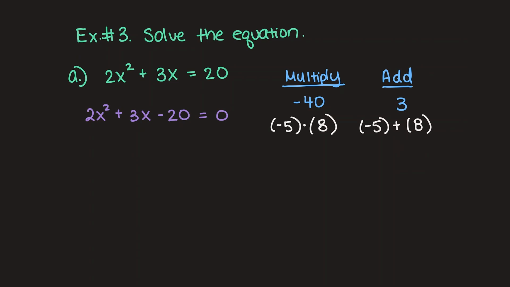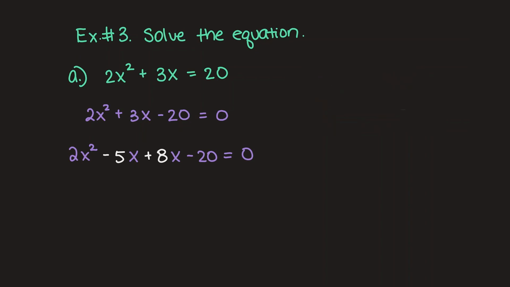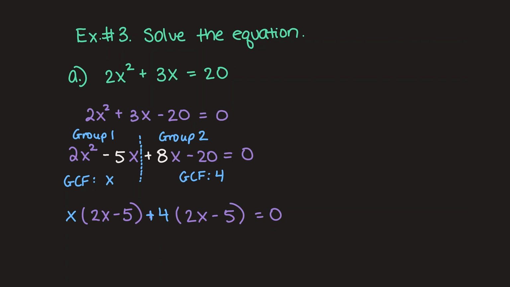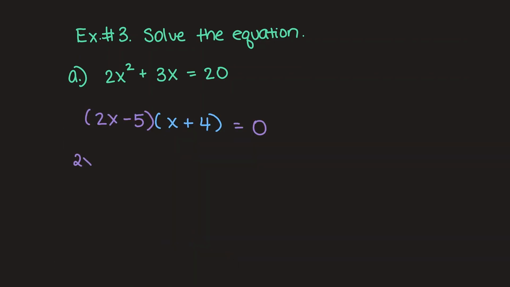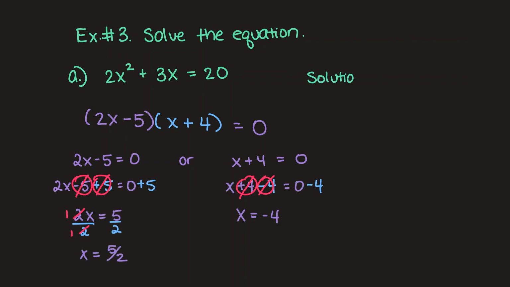So we can rewrite the equation as 2x squared minus 5x plus 8x minus 20 equals 0. And now we have 4 terms. We can split this into 2 groups and factor out the GCF from each group. Then we can factor out the common binomial. And now our factored form is 2x minus 5 times x plus 4. Now we can apply the zero factor property and set each factor equal to 0 and solve for x. So our solutions for x are 5/2 and -4.